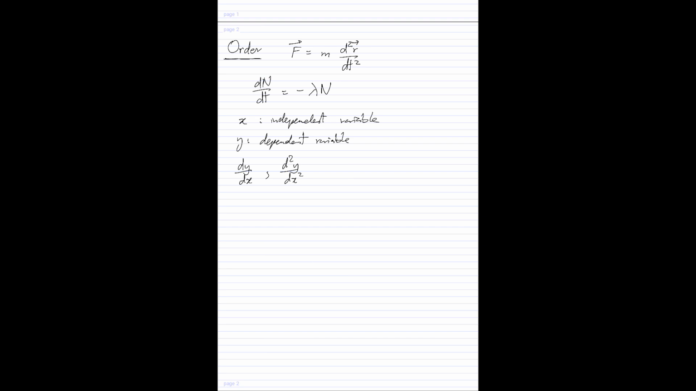So for example, in this equation, the role of y is being played by n, the role of x is being played by t, and so on. Okay, so I'll be talking in terms of a general setting in terms of x and y. Okay, x and y physically could be anything.